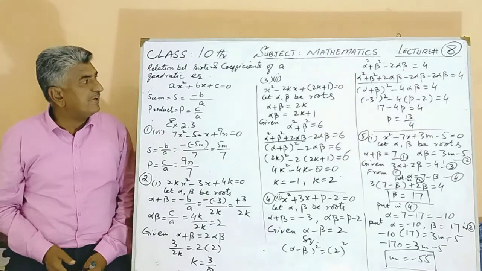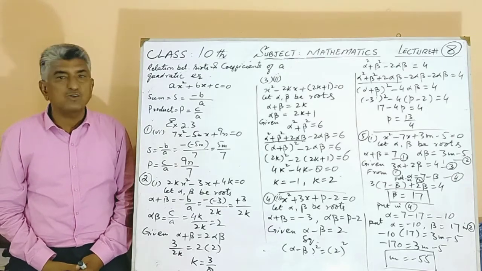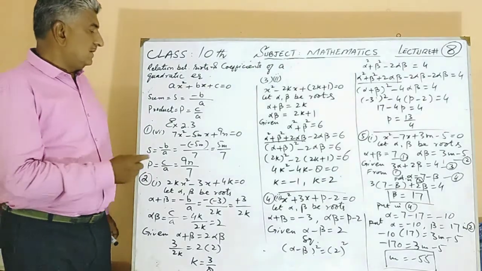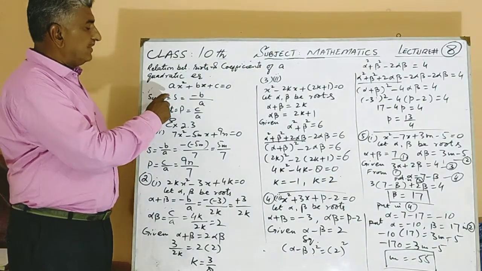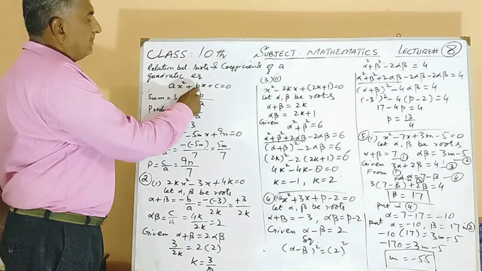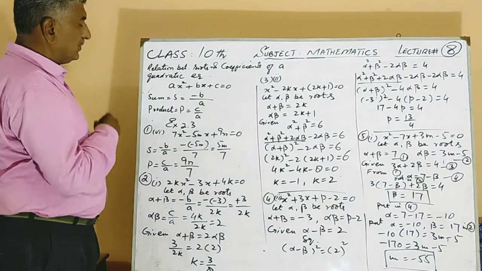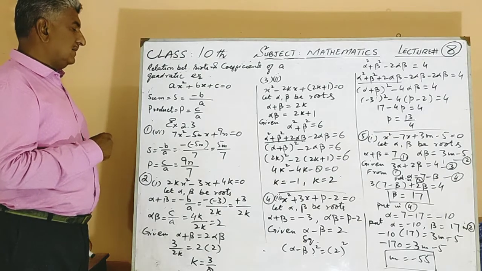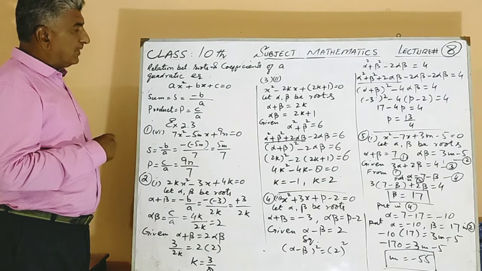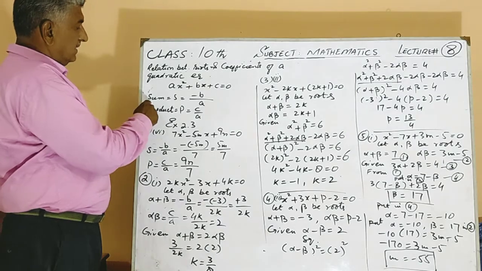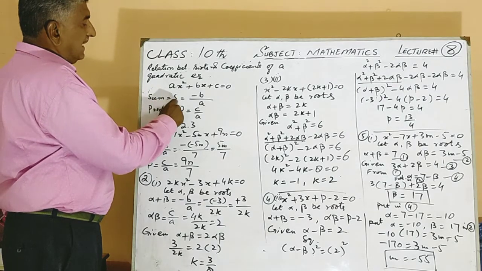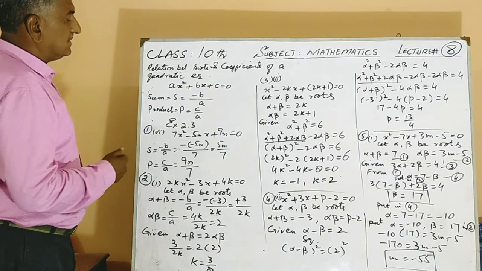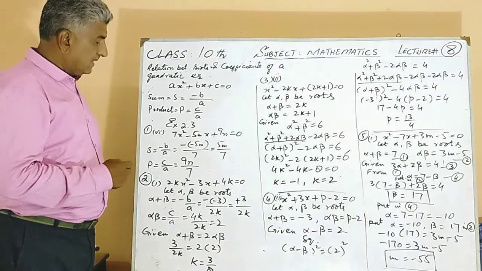My dear students, today this is our 8th lecture, and in this lecture we will discuss the relation between roots and coefficients of a quadratic equation. As you know, the standard form of a quadratic equation is ax square plus bx plus c is equal to 0, and the formulas to find the sum and product of roots are: sum s is equal to minus b upon a, product p is equal to c upon a.